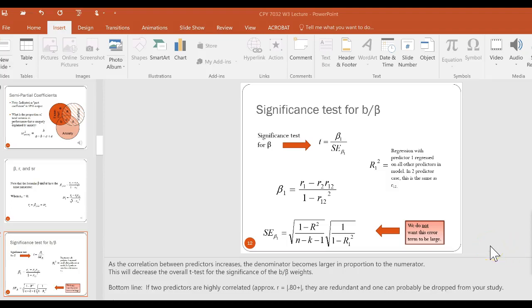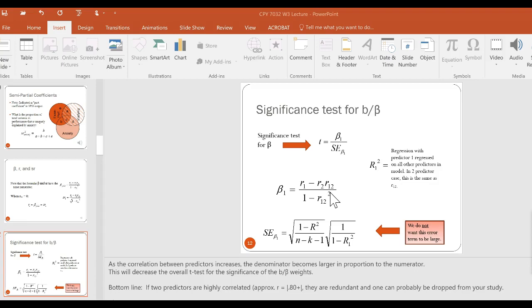Now let's move to the significance testing for a B weight or a beta weight. And it's basically the same thing. In this example, I'm going to use the beta weight just because the formula is easier to comprehend. And that is located in the middle of the slide. It's the same one we saw on the past slide.